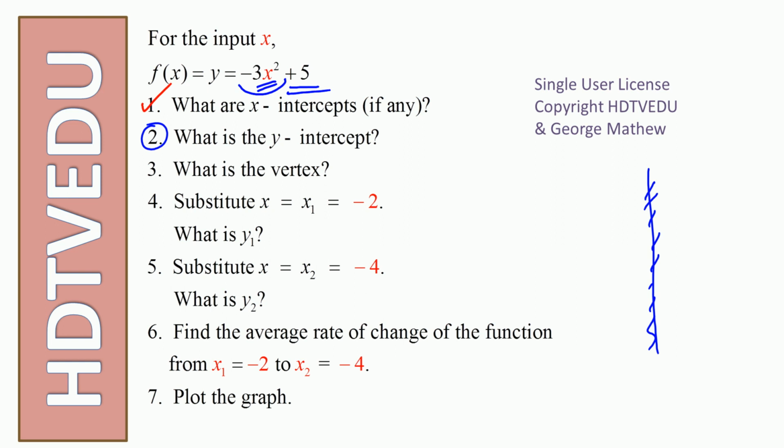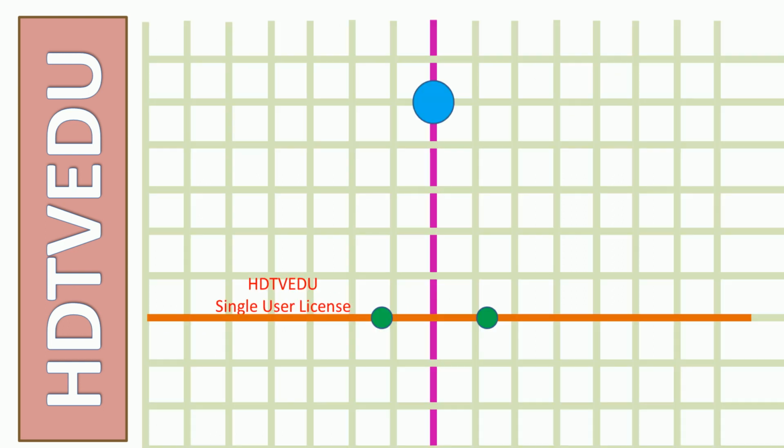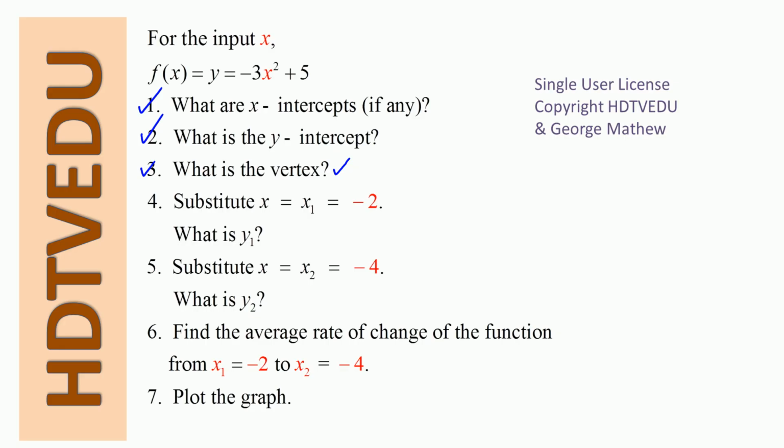Why did we choose y equal to 0 for the x-intercepts? Because on the x-axis, y is equal to 0. So number 2 is the y-intercept. That means set x equals 0 and solve for y. And what is it? 5. When x equals 0, y is 5. So you get 0, 5, which is the point where the graph touches the y-axis. So we plot that as well. Done with 1 and 2.